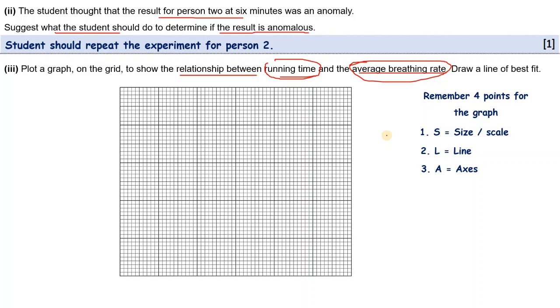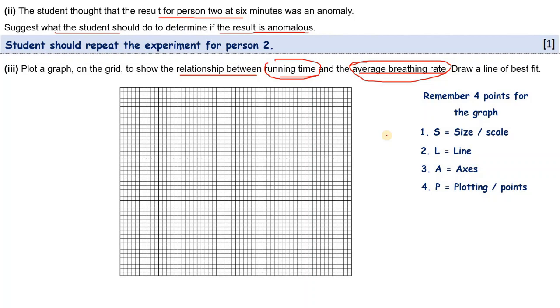The third is the axis. All the axes need to be labeled in a proper way. And finally, plotting the points that we are putting up. So if we consider these things, we can make the graph with the data given to us.